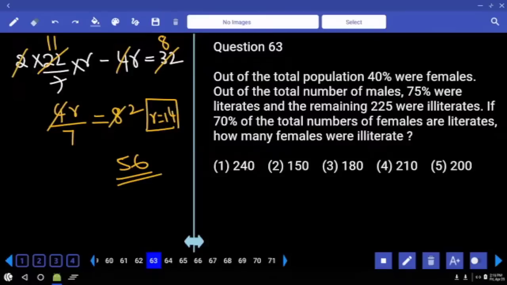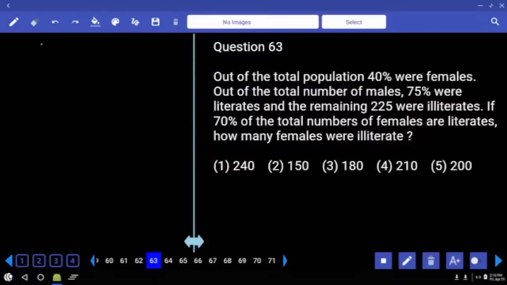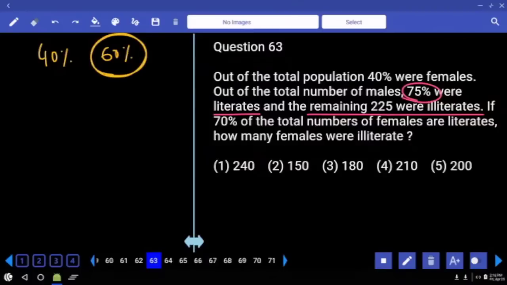Out of the total population, 40% were female. If 40% were female, 60% are male. Out of the total male, 75% were literates and the remaining 225 were illiterates. So if 75% are literates, the remaining 25% are illiterates only. 25% of the male population, right? 1/4 of 60% is 15%. So 225 is equal to 15%.